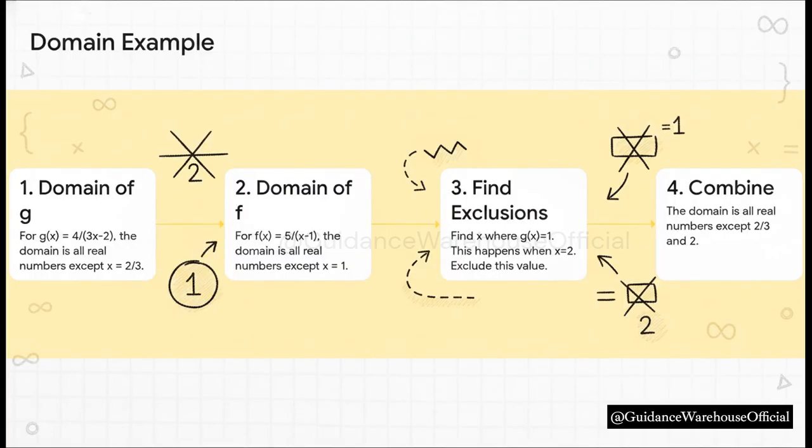Let's make this real with the example on the slide. Okay, step 1, we look at the inner function, g of x. We know we can't divide by 0, right? So 3x minus 2 can't be 0. That means x cannot be 2/3. That's our first banned number. Now, step 2, we look at the outer function, f of x. Its input can't be 1, but what is its input? It's the entire output of g of x. So in step 3, we have to figure out which x value would cause g of x to equal 1, because that value is also forbidden. We solve that equation and find that x equals 2 is the culprit. So putting it all together, our final domain is all real numbers except for 2/3 and 2.